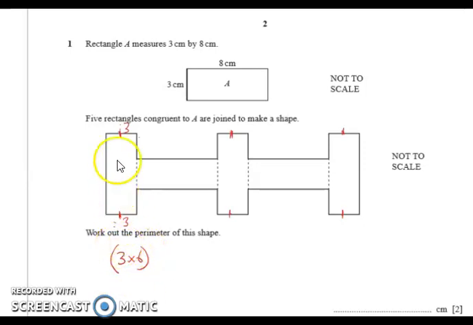And then we calculate the 8 centimeters. So here will be 1, 2, 3, 4, 5 and 6, the length of this. So we multiply 8 with 6, and then there is some calculation to do.